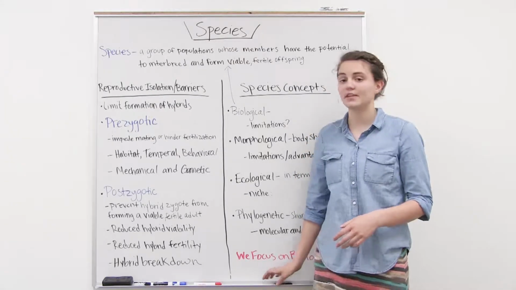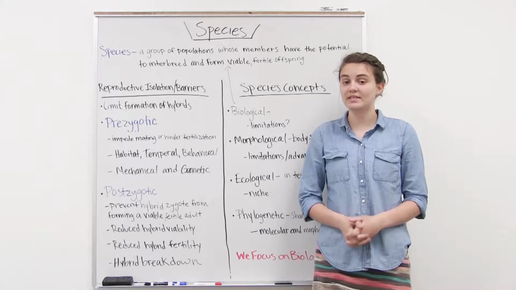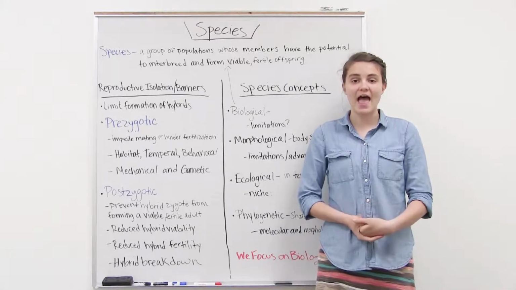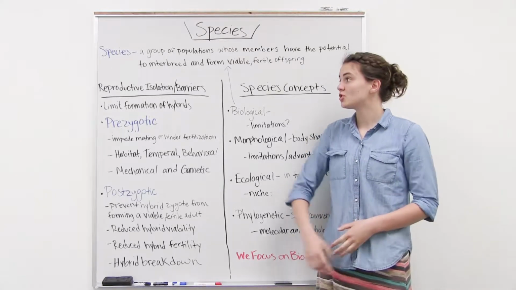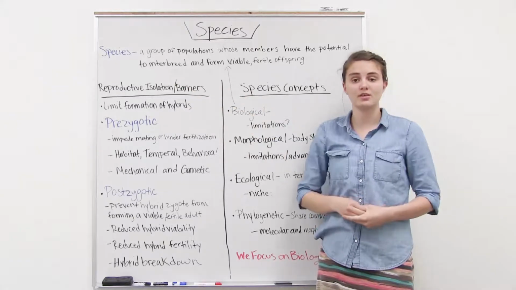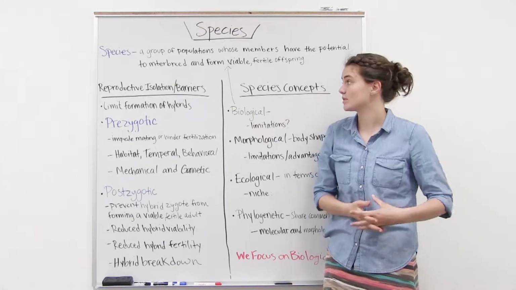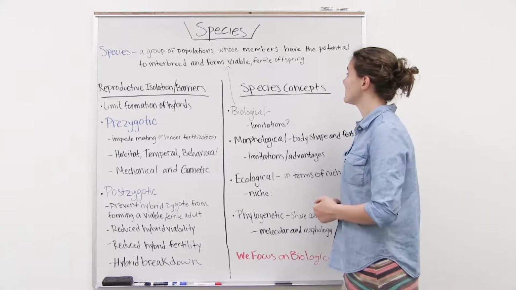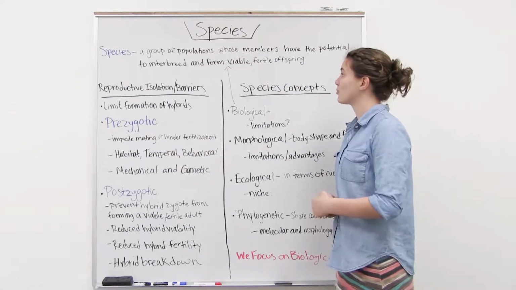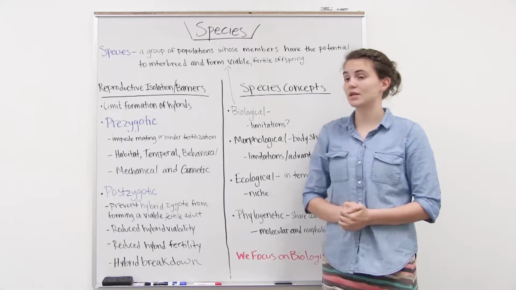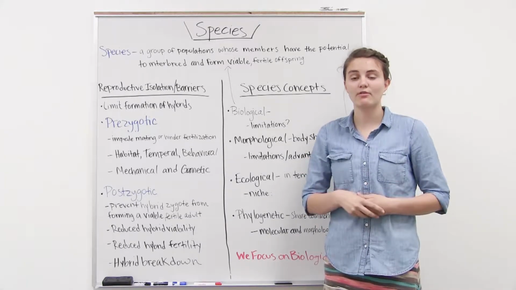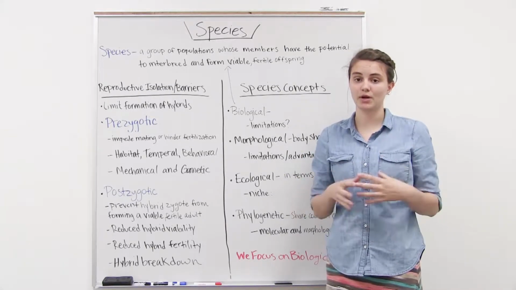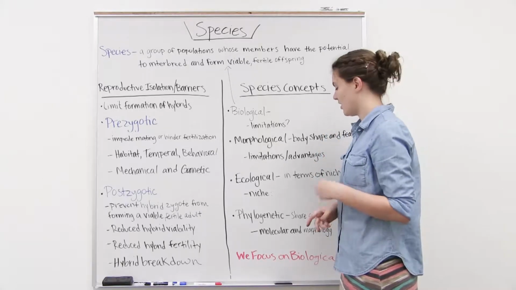The topic of today's video is species, or what is the definition of a species and how we classify species. So the definition for species that we're going to be using primarily in this course is that a species is a group of populations whose members have the potential to interbreed and form viable, fertile offspring. So it centers around the ability of these different organisms to form offspring.